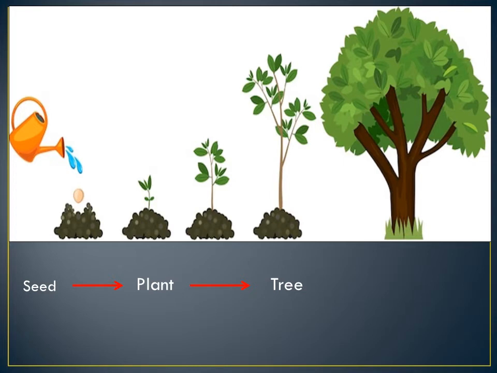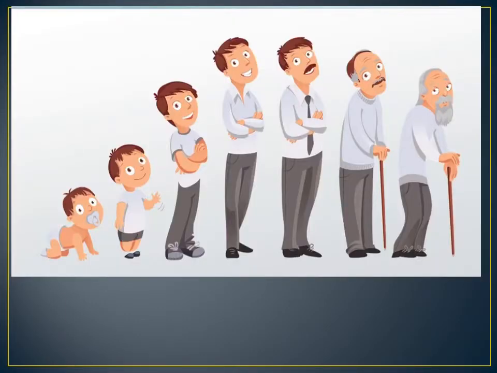Similarly, we can see the growth cycle of animals. Similarly, we can see the growth cycle of human beings. Let us find out. In this picture, you can clearly see the growth of a human being. Children, when a baby is born, it is very small. In the beginning, the baby cannot walk. It tries to crawl on the floor.